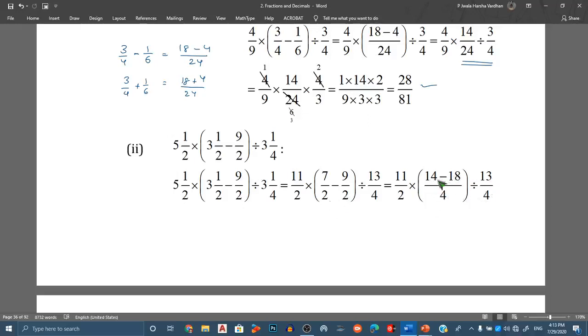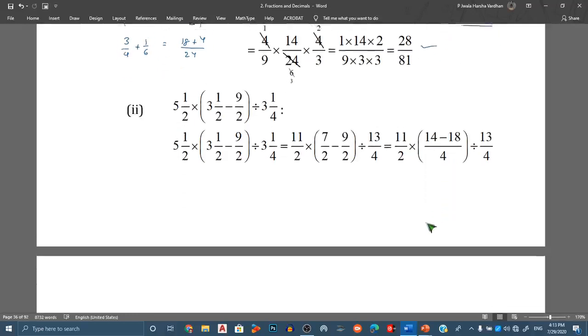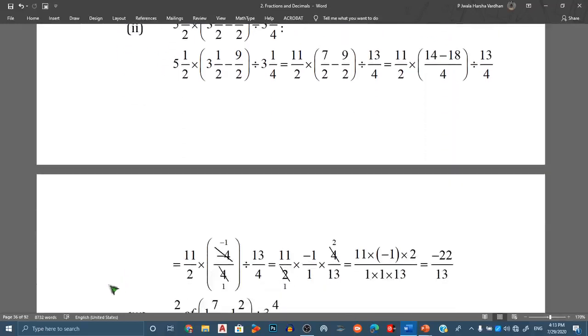Now 14 minus 18: you are subtracting a bigger number from the smaller number. That's why you will get minus 4 here. You already learned this in integers. Okay, now it is 11 by 2 into minus 4 by 4, divided by 13 by 4.